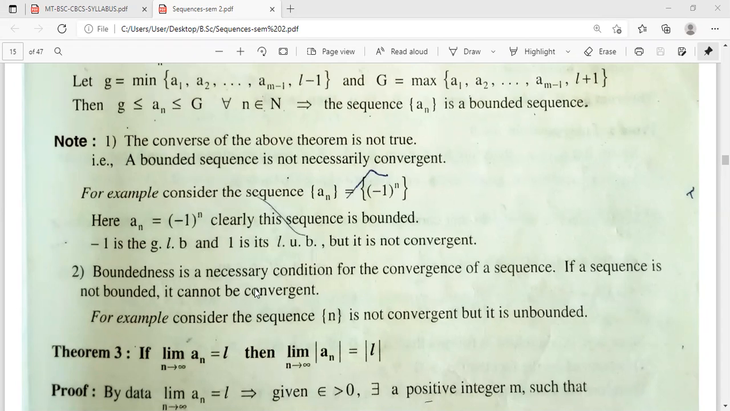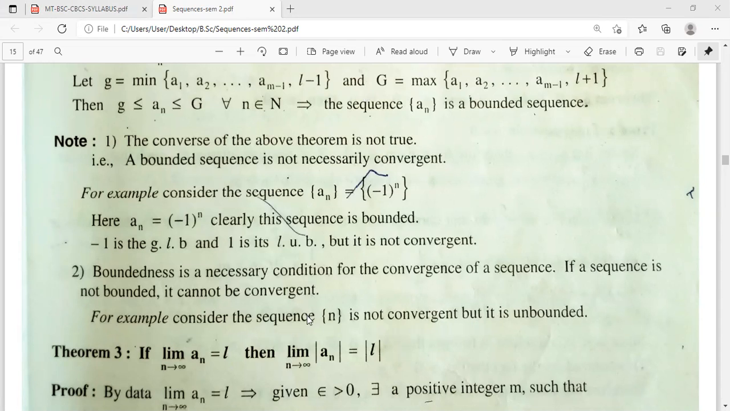Then we can say boundedness is a necessary condition for the convergence of a sequence. If the sequence is convergent, then definitely it will be a bounded sequence. If the sequence is not bounded, it cannot be convergent. The reverse is not allowed here. Now, for example, consider the sequence a_n equal to n.